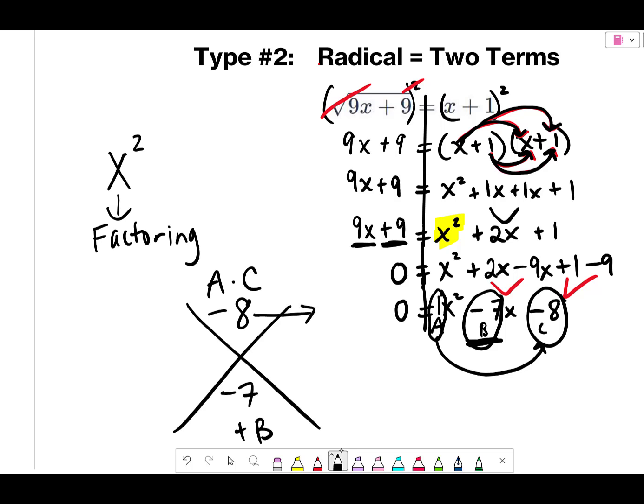So I'm going to do factors of 8: 1 times 8 and 2 times 4. I only have 2 options. Now I'm trying to get to 7, so the second option won't work, so I'm going to have to do 1 and 8.